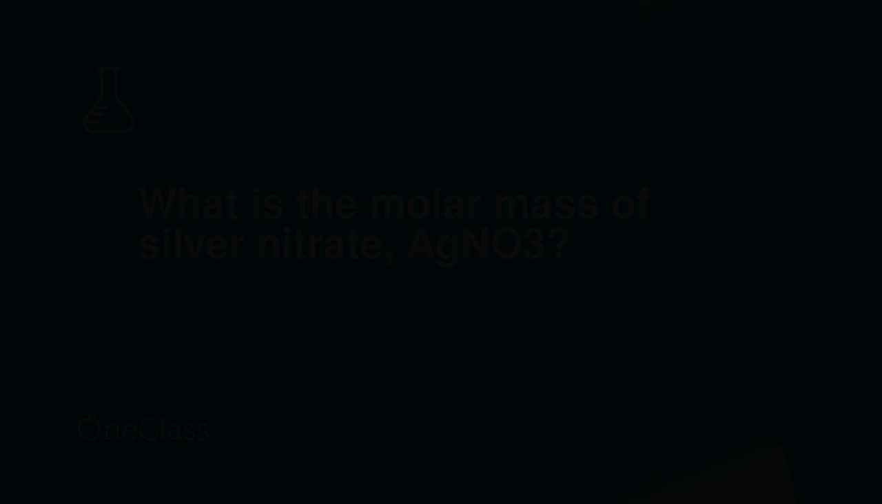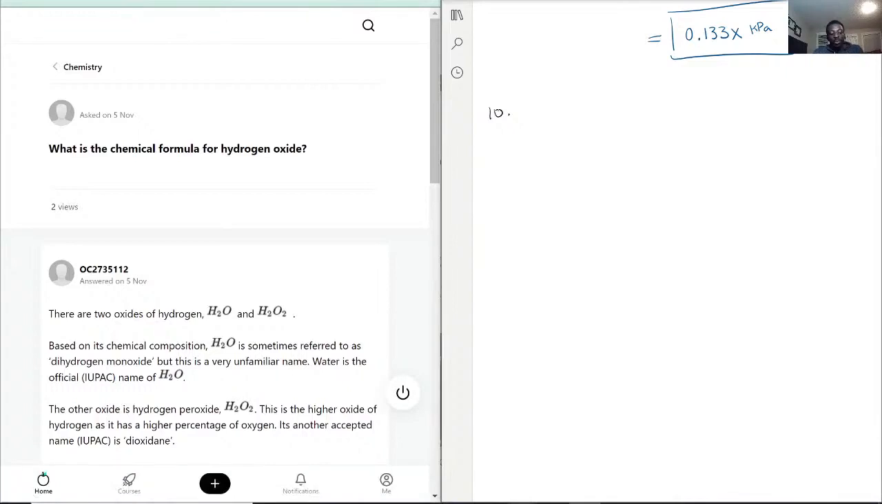Right. So this question here is asking, what is a chemical formula for hydrogen oxide? So, this actually doesn't exist. Based on the nomenclature rules, hydrogen oxide is not a real name that you can use.